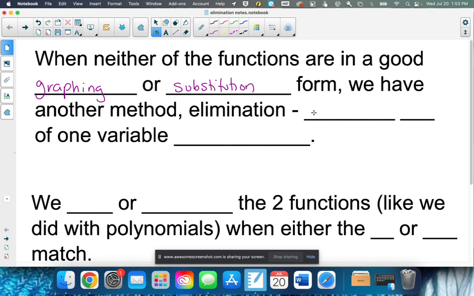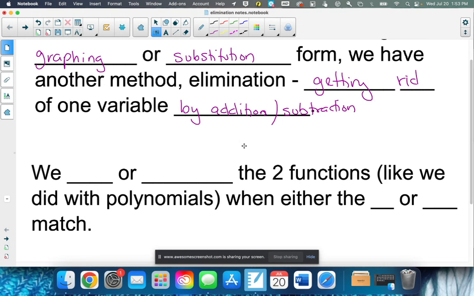And basically you're getting rid of one variable by either addition or subtraction. You're actually going to be either adding or subtracting the two equations together. This is a lot like polynomial addition and subtraction. And when we do that, we're actually going to get rid of one of our variables. So the goal is to always get down to one variable so that we can solve it.